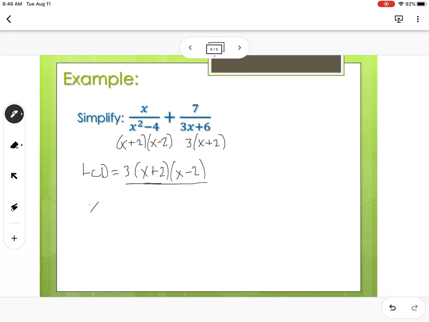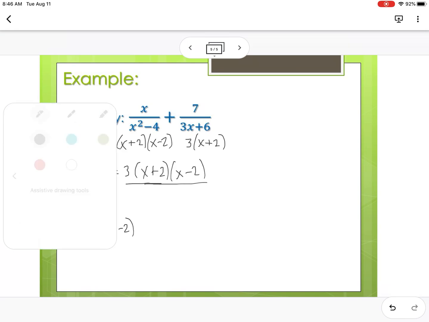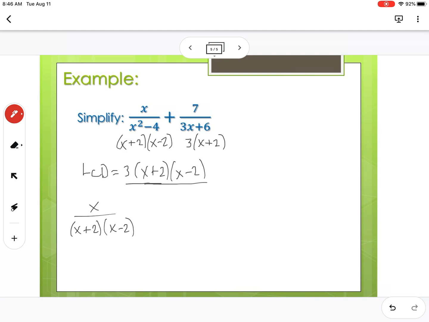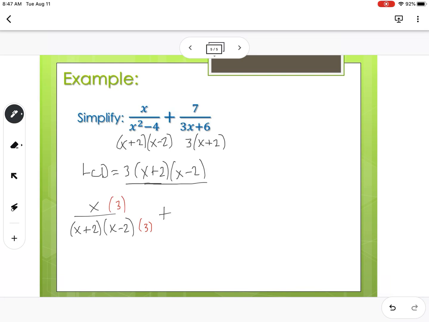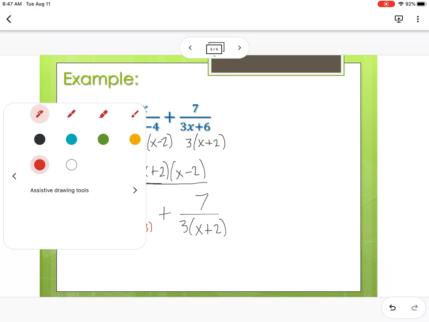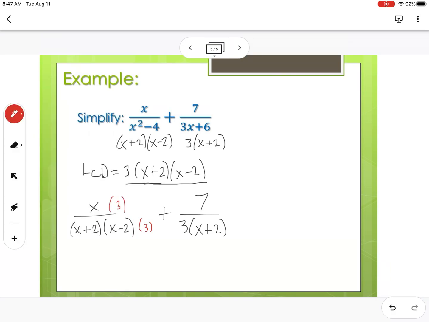All right, so now I want to make each denominator look like my LCD. So I'm going to rewrite, remember, factored forms for the denominator. Well, I have an x plus 2, I have an x minus 2, but I'm missing a 3. So if I do it to the bottom, I got to do it to the top. Now I go to the next fraction, 7 over 3 parentheses x plus 2. So now I look at the denominator and compare it to the LCD. I have a 3 and an x plus 2, but I'm missing an x minus 2. If I do it to the bottom, I got to do it to the top.